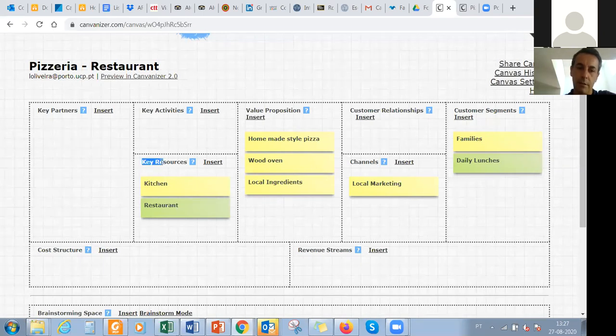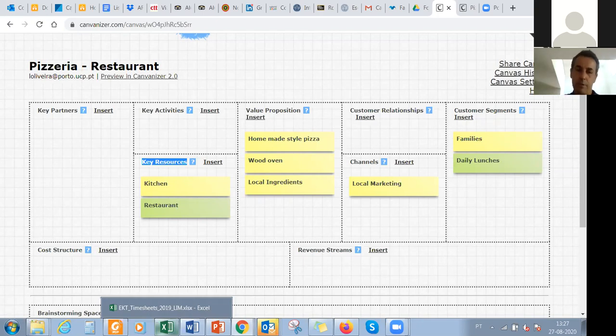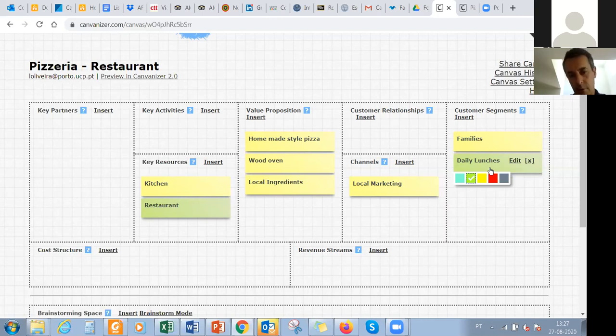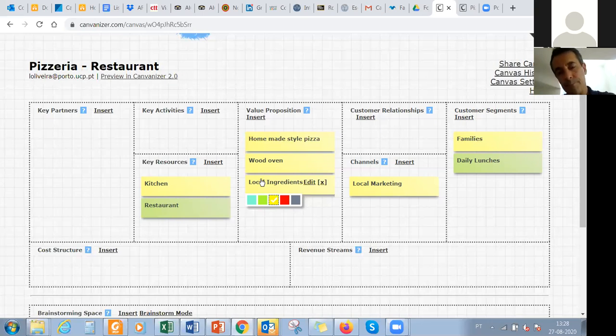Sometimes they just ask for the key resources, not all the resources we need, but the key resources, the ones that make the difference. So in the segments, we selected two types: families and daily lunches. These are people who work and go to our restaurant, because we are speaking of a restaurant, to have a nice lunch based on pizzas. It could be a quick lunch, but a lunch that is good food, good for your health.